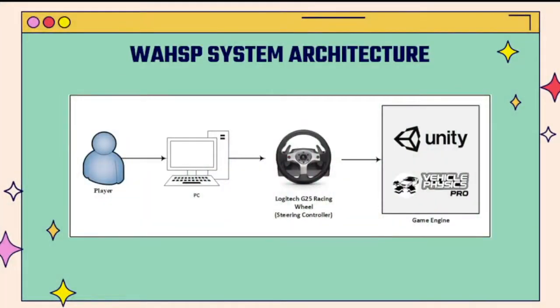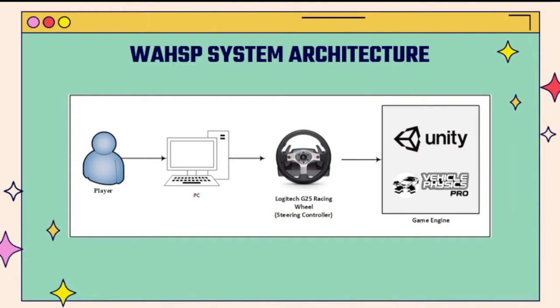This is the system architecture diagram for the WAH-SP system. The player or the driver needs to use their PC or laptop to access this simulation game. The driver also needs to connect the input device, which is the steering controller. For this project, I was using a Logitech G25 racing wheel to make the car move. After that, the driver will enter the game.